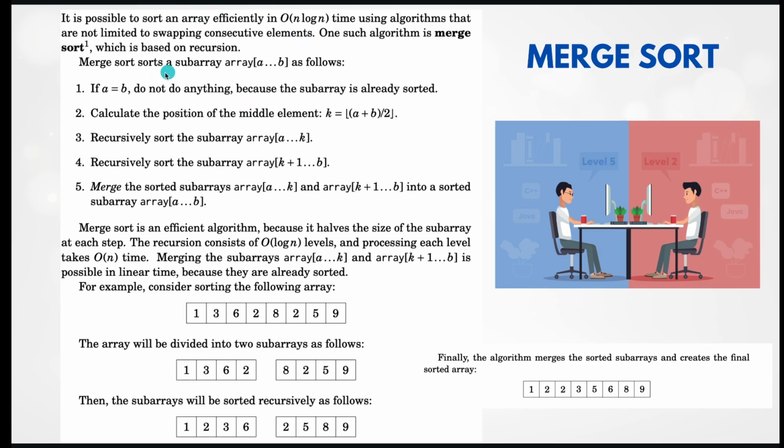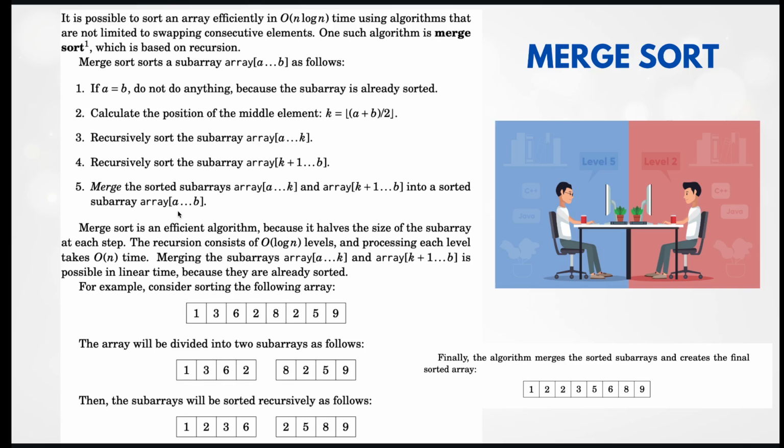And merge sort is based on recursion. So we're gonna sort a subarray from A to B as follows. If A equals B, do not do anything because the subarray is already sorted. And we calculate the position of the middle element, which is K equals the floor of the sum of A and B divided by 2. Then we recursively sort the first subarray from A to K.